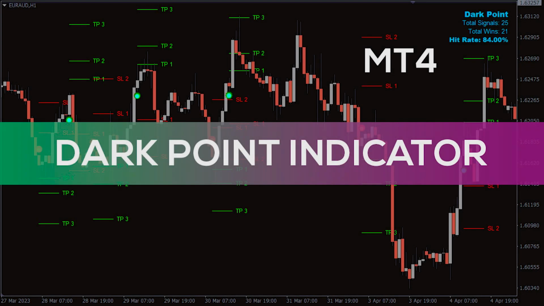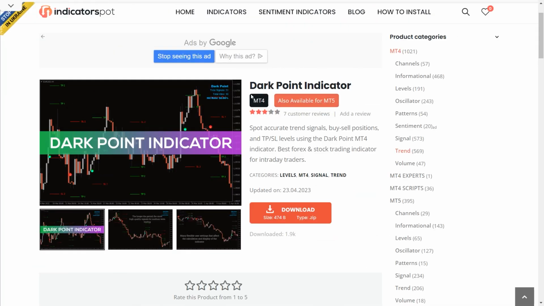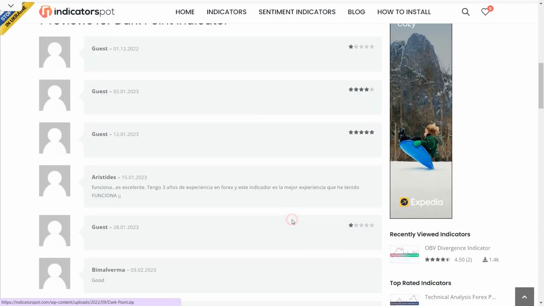Hey fellow traders, in this video we're gonna take a look at the Dark Point indicator for MT4. You can download this indicator by the link in the description below.